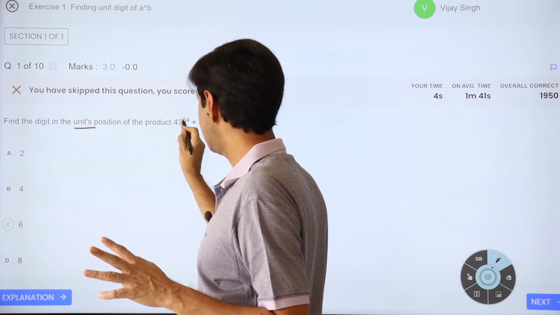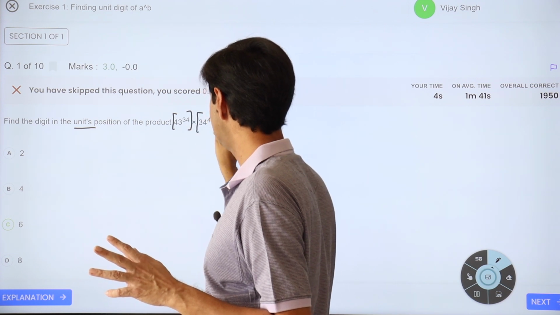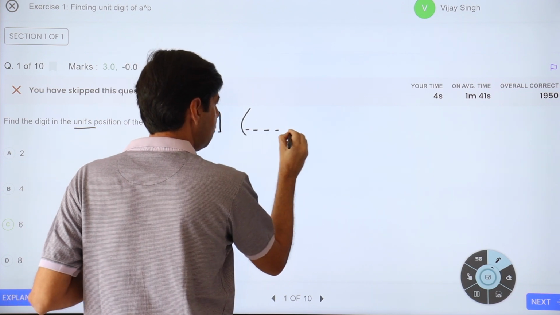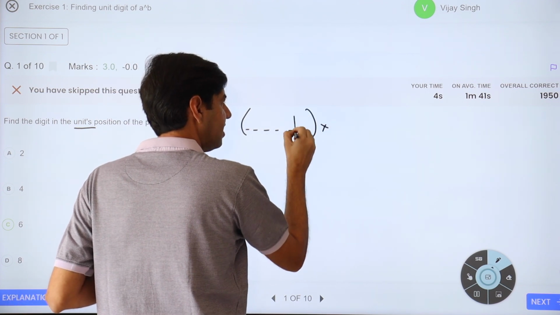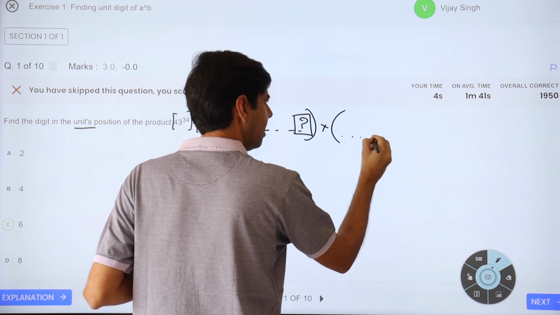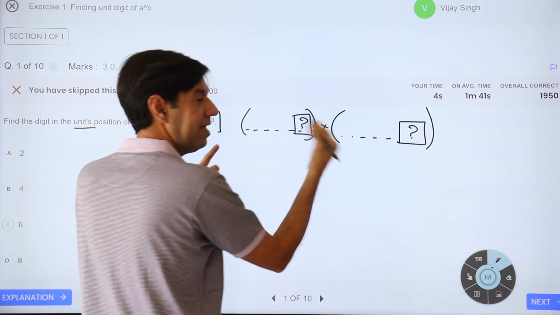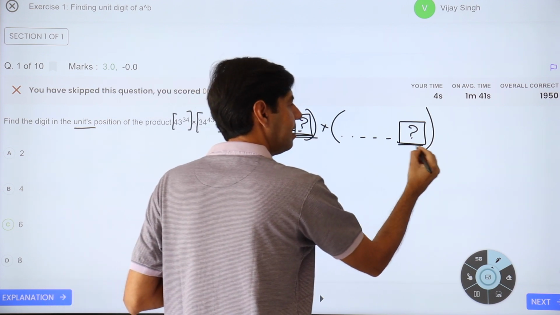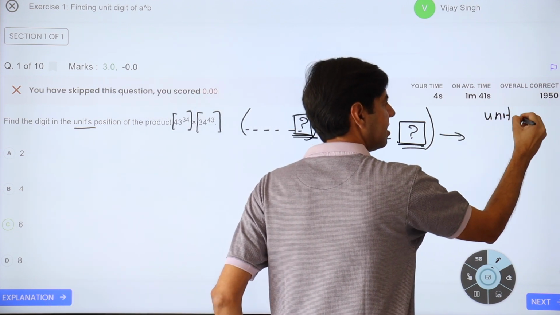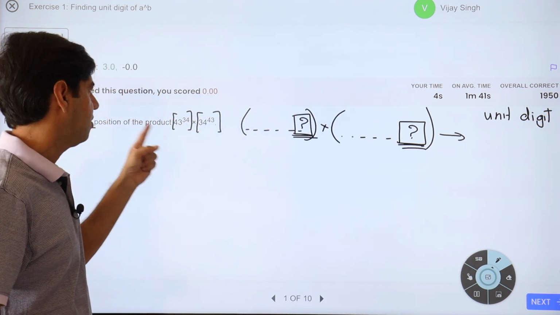So take this number individually, take this number individually, and find what is the unit digit, and just worry about the unit digit. Don't worry about anything else. What is the unit digit of the second number? And when you multiply these, the unit digits will multiply and lead to the unit digit of the answer. So our first logic is I'm just focused on the unit digit.